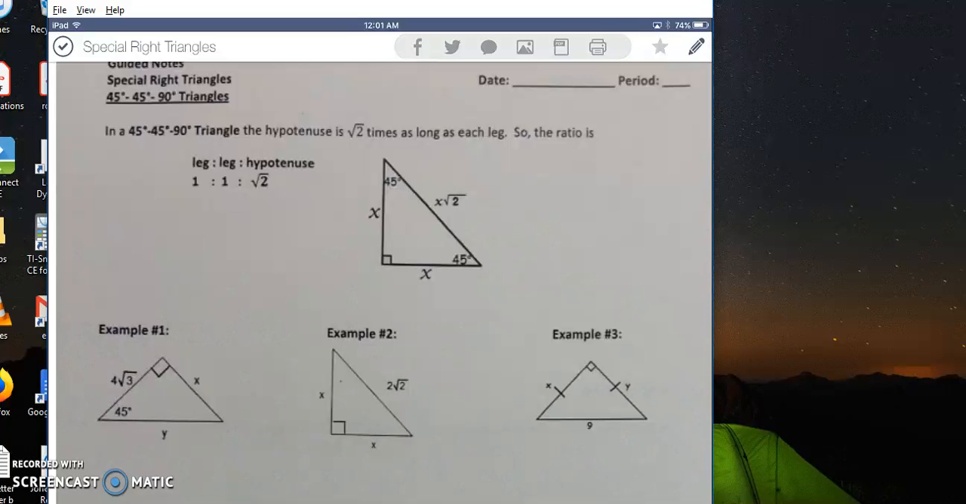Alright, this is the lesson over special right triangles, where you have the 45, 45, 90 and the 30, 60, 90.